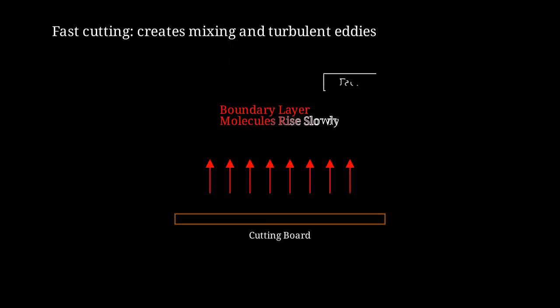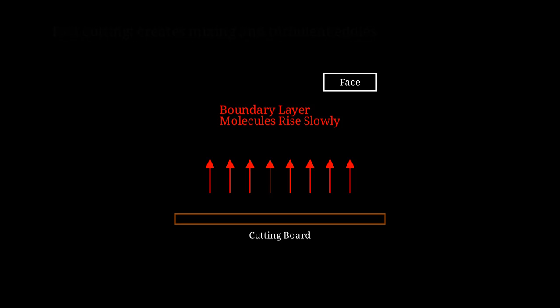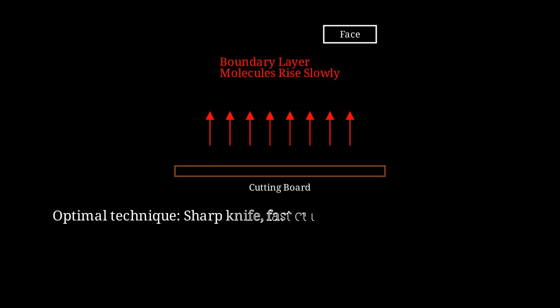In the slow cutting scenario, molecules rise slowly in the boundary layer and drift toward your face. The concentration remains high near the surface. The optimal technique combines a sharp knife for minimal cell damage, fast cutting to create turbulent mixing, and good ventilation to remove molecules from the area.